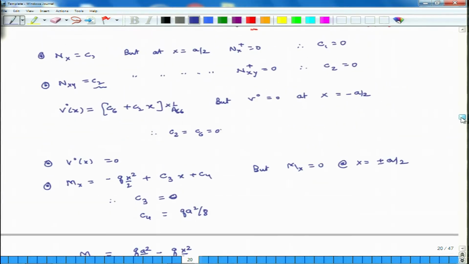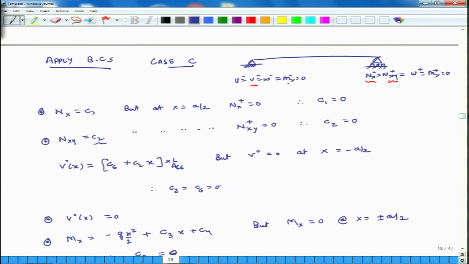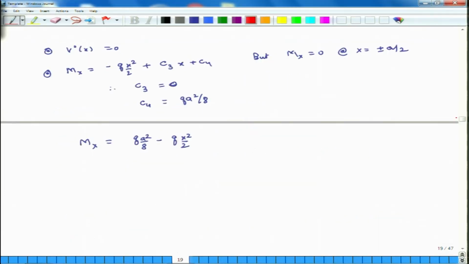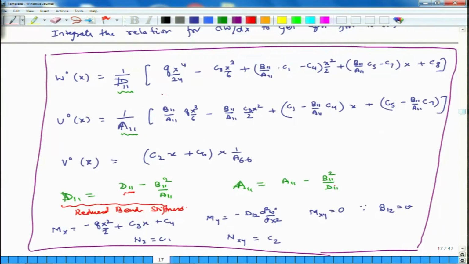So, now we have applied 6 boundary conditions. We have calculated the values of C1, C2, C6, C3, C4. What we have not yet implemented are the conditions on U and W. So, those are the conditions which have not yet been implemented. The expression for W is this long thing, and let us implement the conditions.